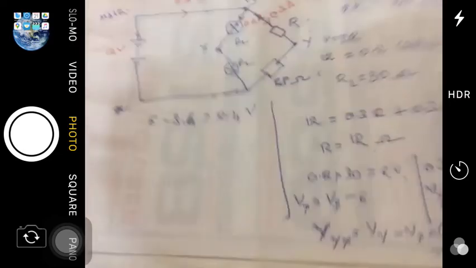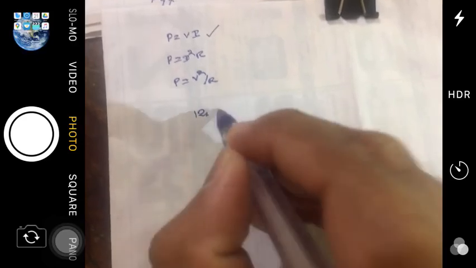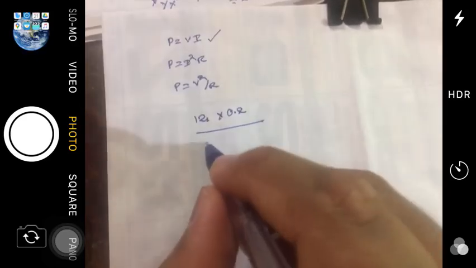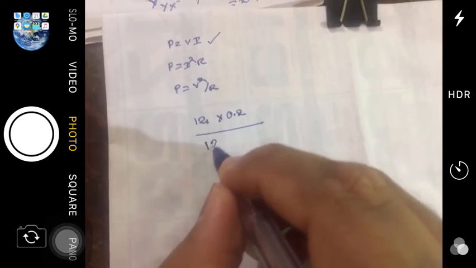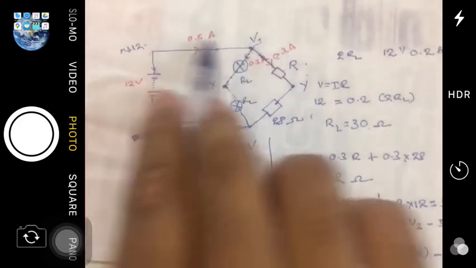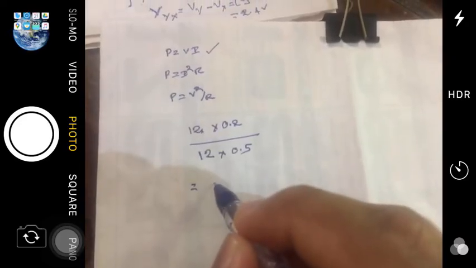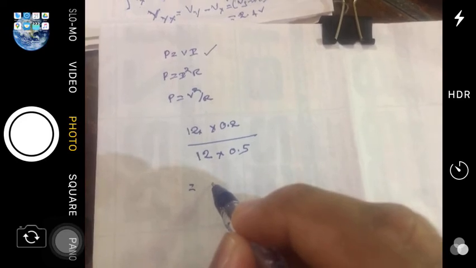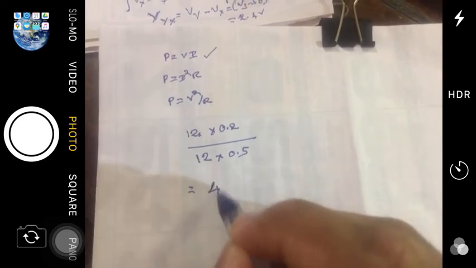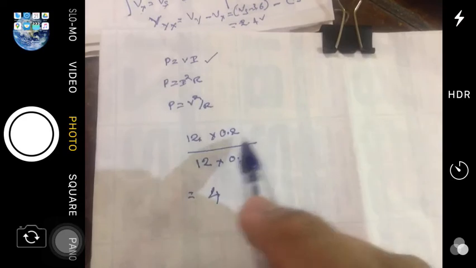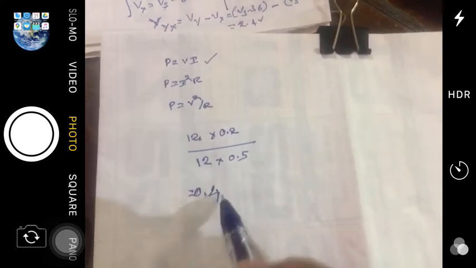So if I write that, the power drop of the lamps, the 12 volts times the 0.2 amps, divided by the total power drop, that would be 12 volts times 0.5, the total current. So that would give you a ratio of 0.4.